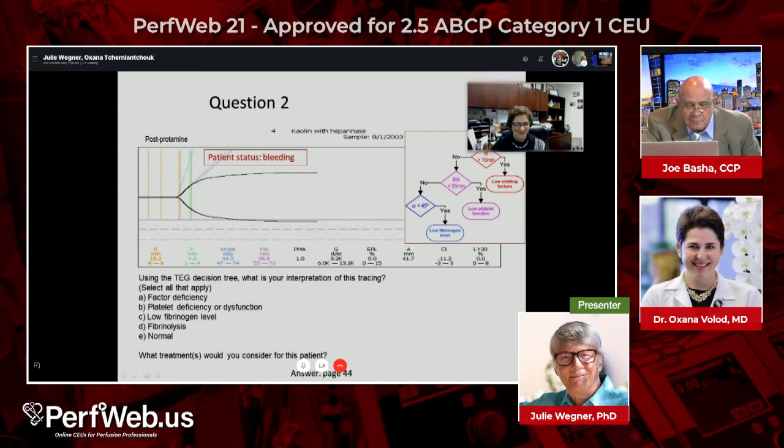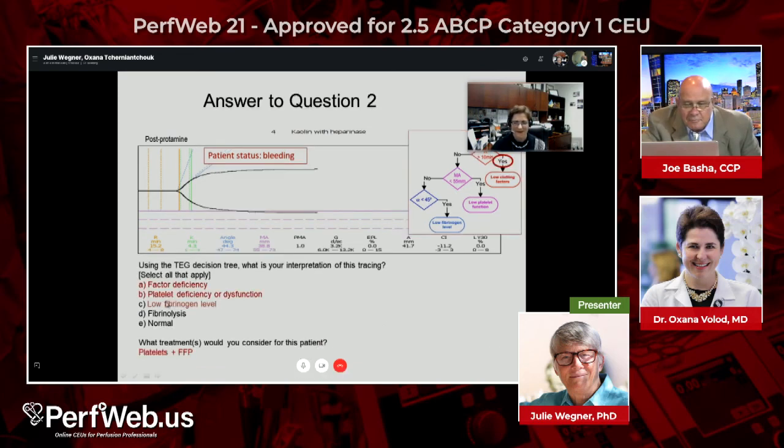All right. Let's see what it is. Oh, it's all three, A, B, and C. Based on the R value, you have a factor deficiency. Based on the MA value, you have a platelet deficiency or dysfunction. And then the C value shows you have low fibrinogen levels. So for possible treatment, the patient is likely bleeding, so you probably want to hit the platelets and FFP. Depending on how much they're bleeding, both platelets and FFP would probably be necessary for this patient to stop bleeding.